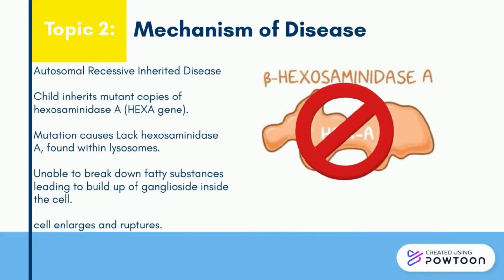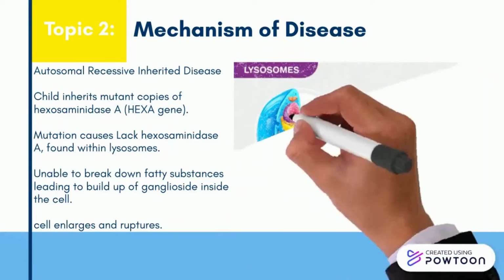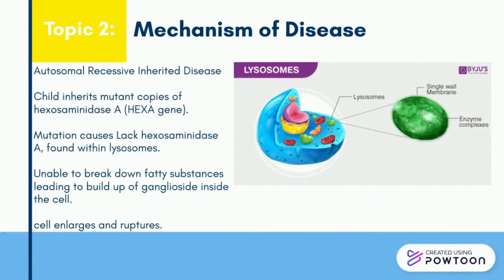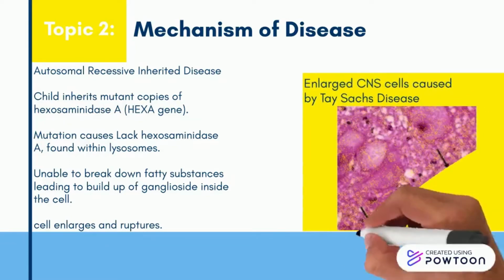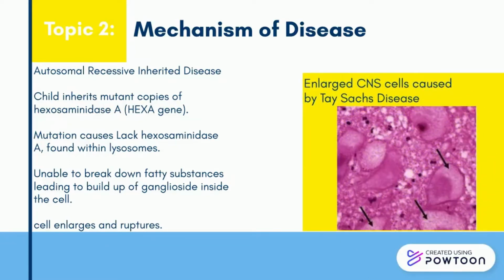The hexosaminidase A enzyme forms a complex within the lysosomes of cells that acts to break down the fatty substance GM2 ganglioside. The buildup of these fatty substances damages the nerve cells in the brain and spinal cord by enlarging them, eventually rupturing them. This is why Tay-Sachs disease may also be known as GM2 gangliosidosis type 1.